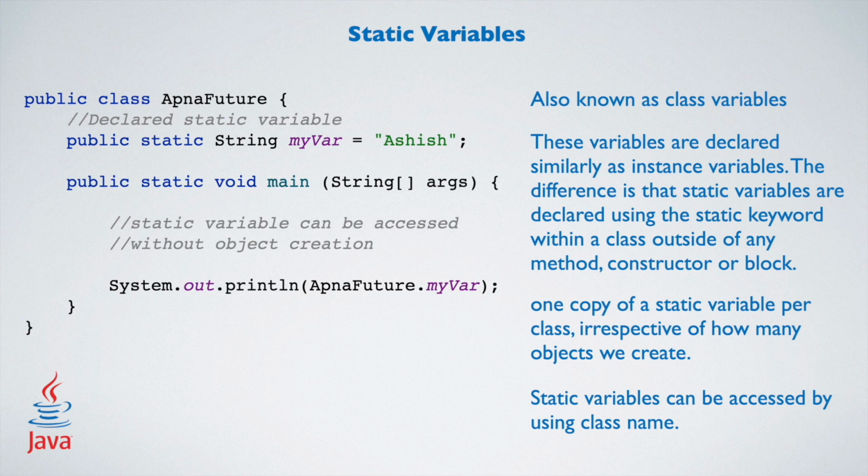Let us see more about static variables. So these variables are also called class variables. These variables are declared similarly to our instance variables, but the difference is they have a static keyword which makes them static. All the objects of the class will have a single copy of a static variable. And finally, a static variable can be accessed by using the class name. This was a brief overview of variables in Java.